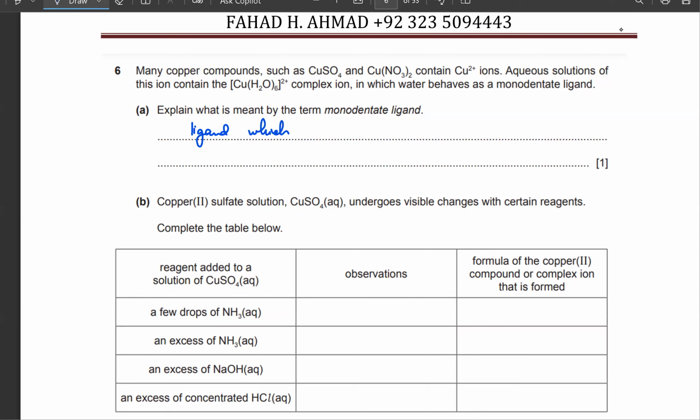So a ligand which forms only one dative bond with a central metal cation, or a metal cation.